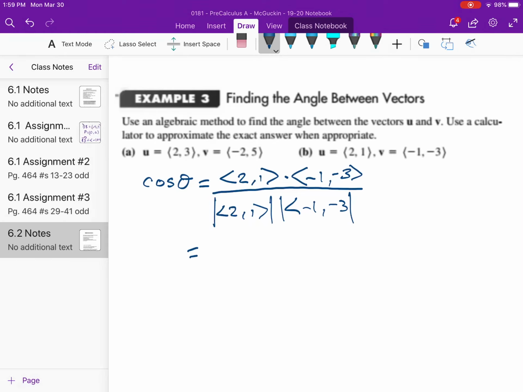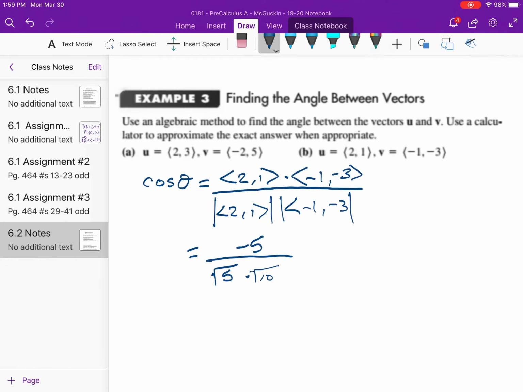So I'm going to go a little bit quicker on this one, not show every single step. So remember our dot product, we have 2 times negative 1 plus 1 times negative 3. So we end up with a negative 5. And then we have the magnitude of 2, 1. So that's 2 squared plus 1 squared, so that's the square root of 5. And then we have the square root of negative 1 squared plus negative 3 squared. Negative 1 squared is 1, negative 3 squared is 9, so we have multiplied by the square root of 10.